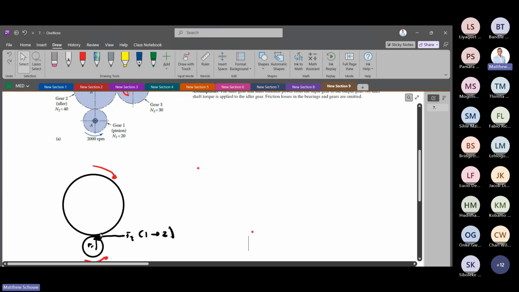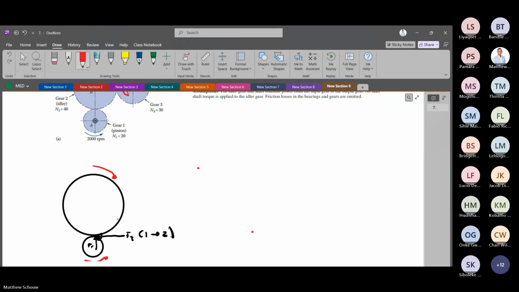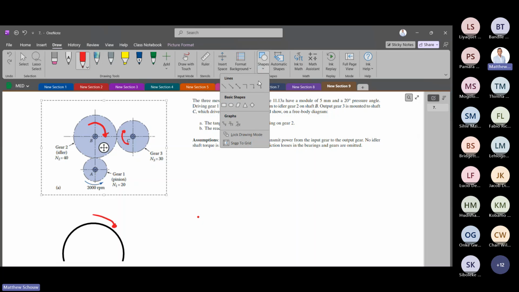So now, if I come to this point over here, let me add the next gear. And if you remember the question, it states it wants, where is this now?